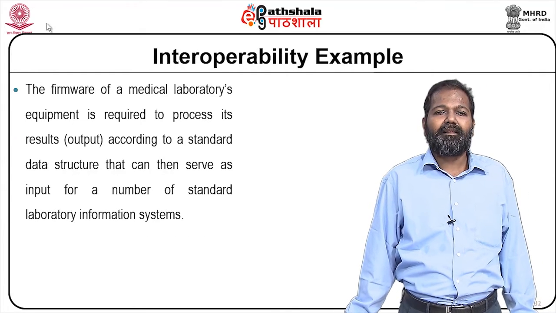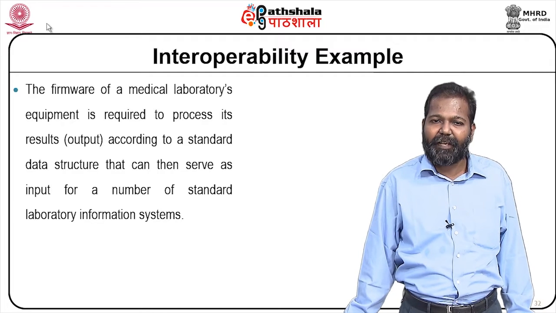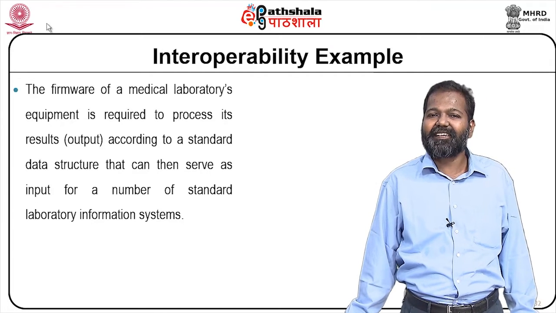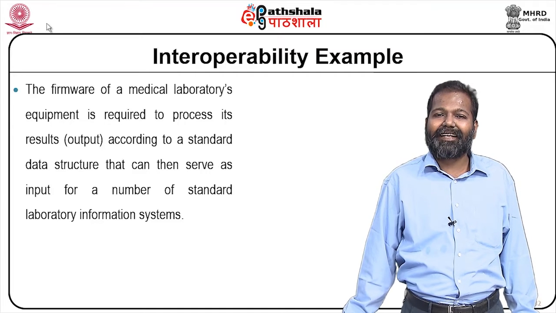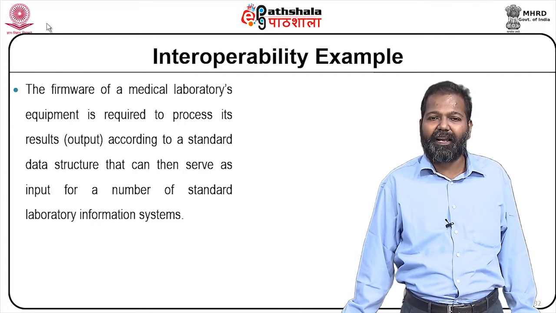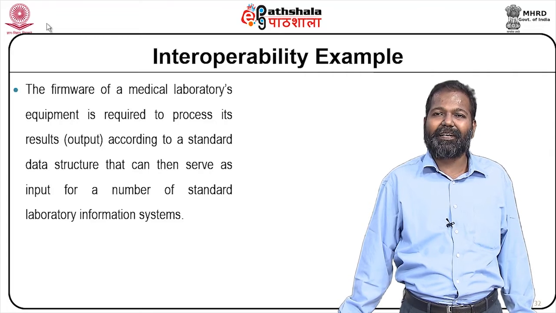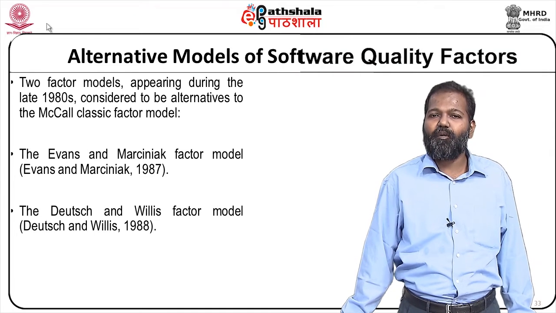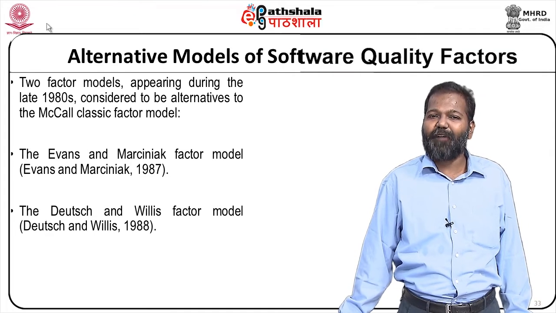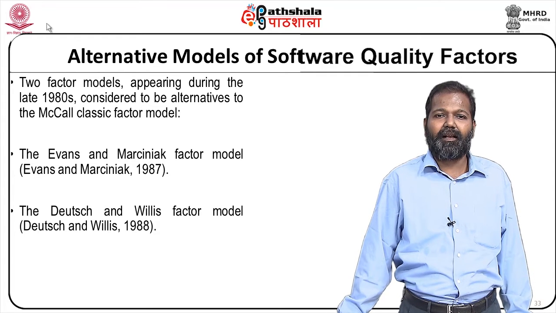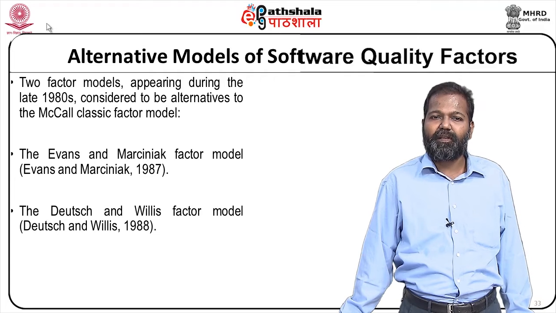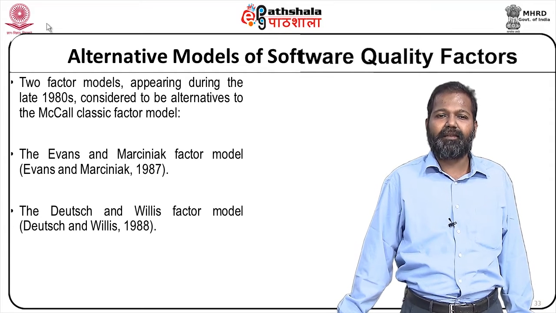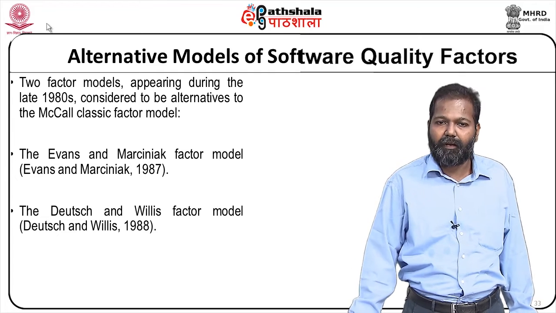Interoperability example: the firmware of a medical laboratory's equipment is required to process its results according to a standard data structure that can then serve as input for a number of standard laboratory information systems. Alternative models of software quality factors: two-factor models appearing during the late 1980s, considered to be alternatives to McCall's classic factor model, are the Evans model and the Willis factor model.